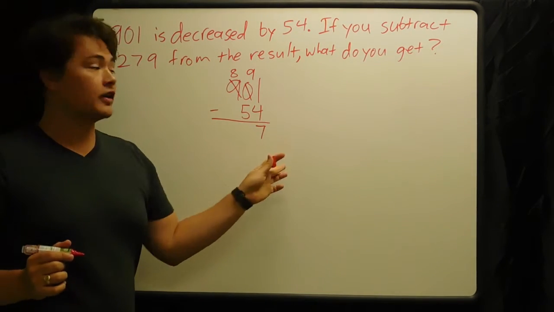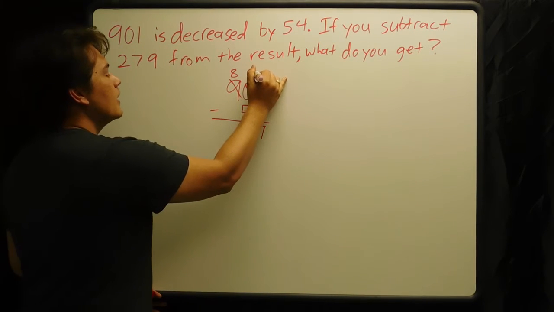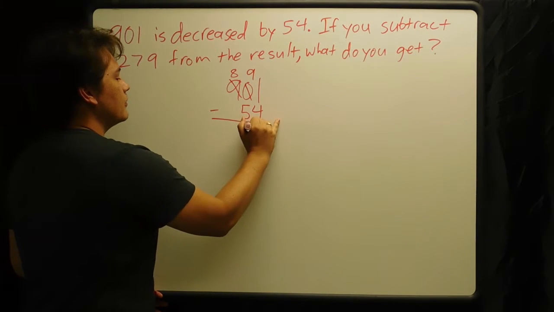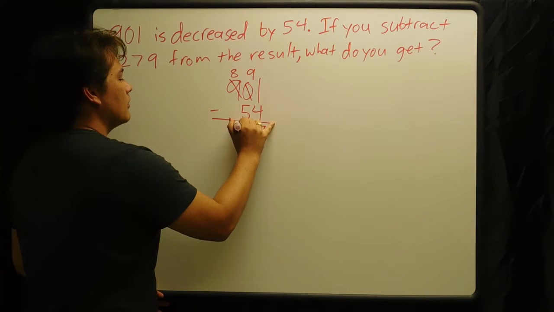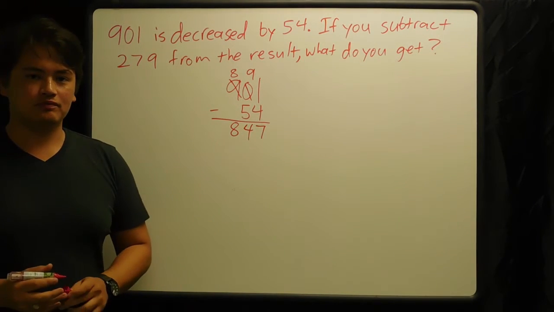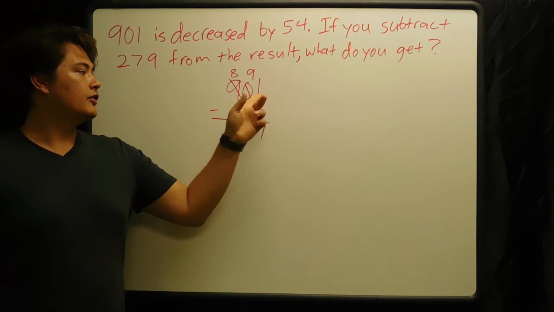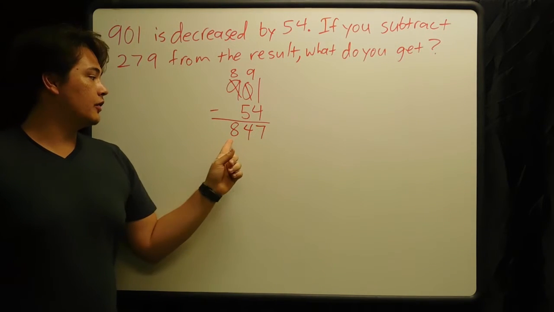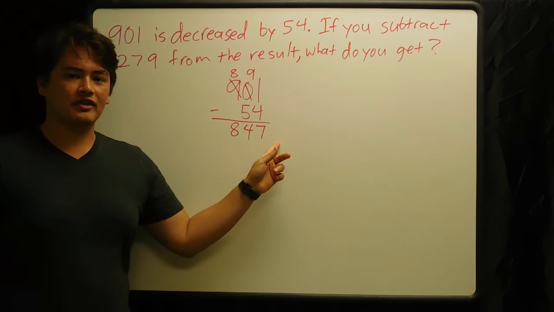1 minus 4 is going to give us 7. 9 minus 5 is going to give us 4. And we're left with 847. So 901 subtracted by 54 is going to give us 847.